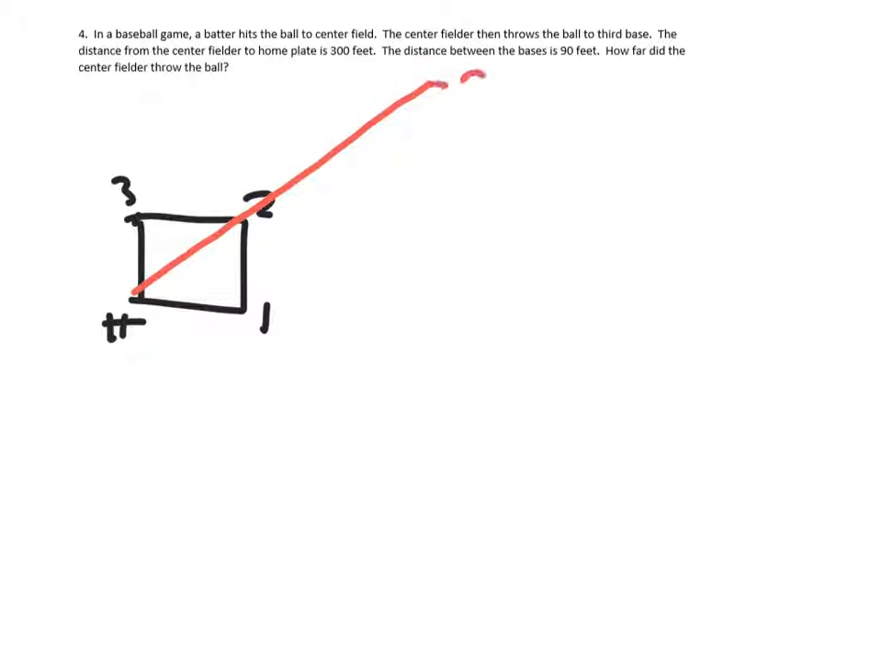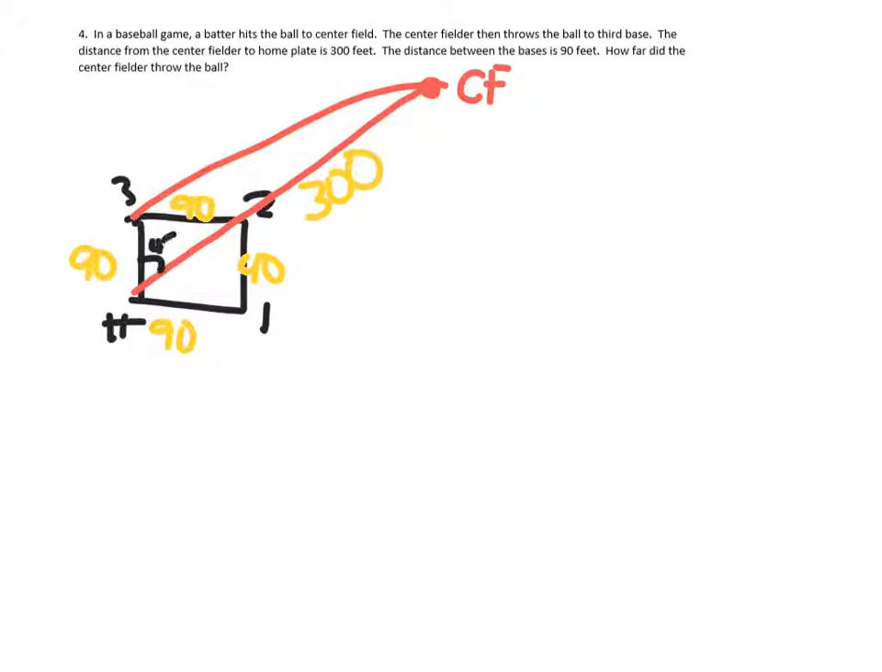Okay, in a baseball game, a batter hits the ball to center field. So we have home plate, first, second, third. A batter hits out to center field. This is center field. And throws the ball to third base. The distance from the center fielder to the home plate is 300 feet. Each of these is 90. And if you're going out to center field, that's going to make this angle in here 45 degrees. And I want to find out what the distance is from the center fielder to the third base.